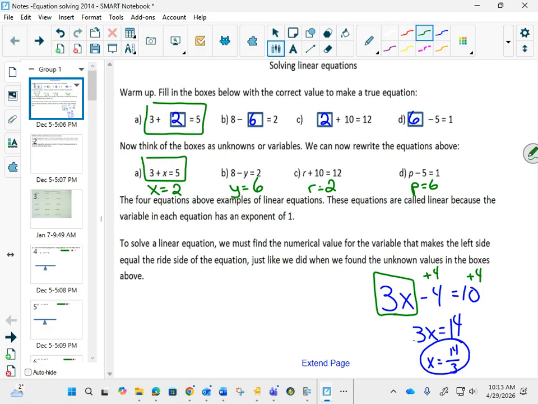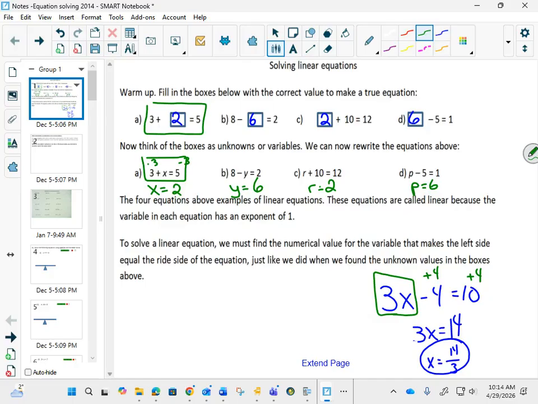Getting rid of a 3 would be subtracting 3, because that's the opposite of adding 3. And if I subtract 3 on this side, I'd have to subtract 3 on this side. What's 5 minus 3? 2. And this side would just have x left. And I get x equals 2 that way as well.